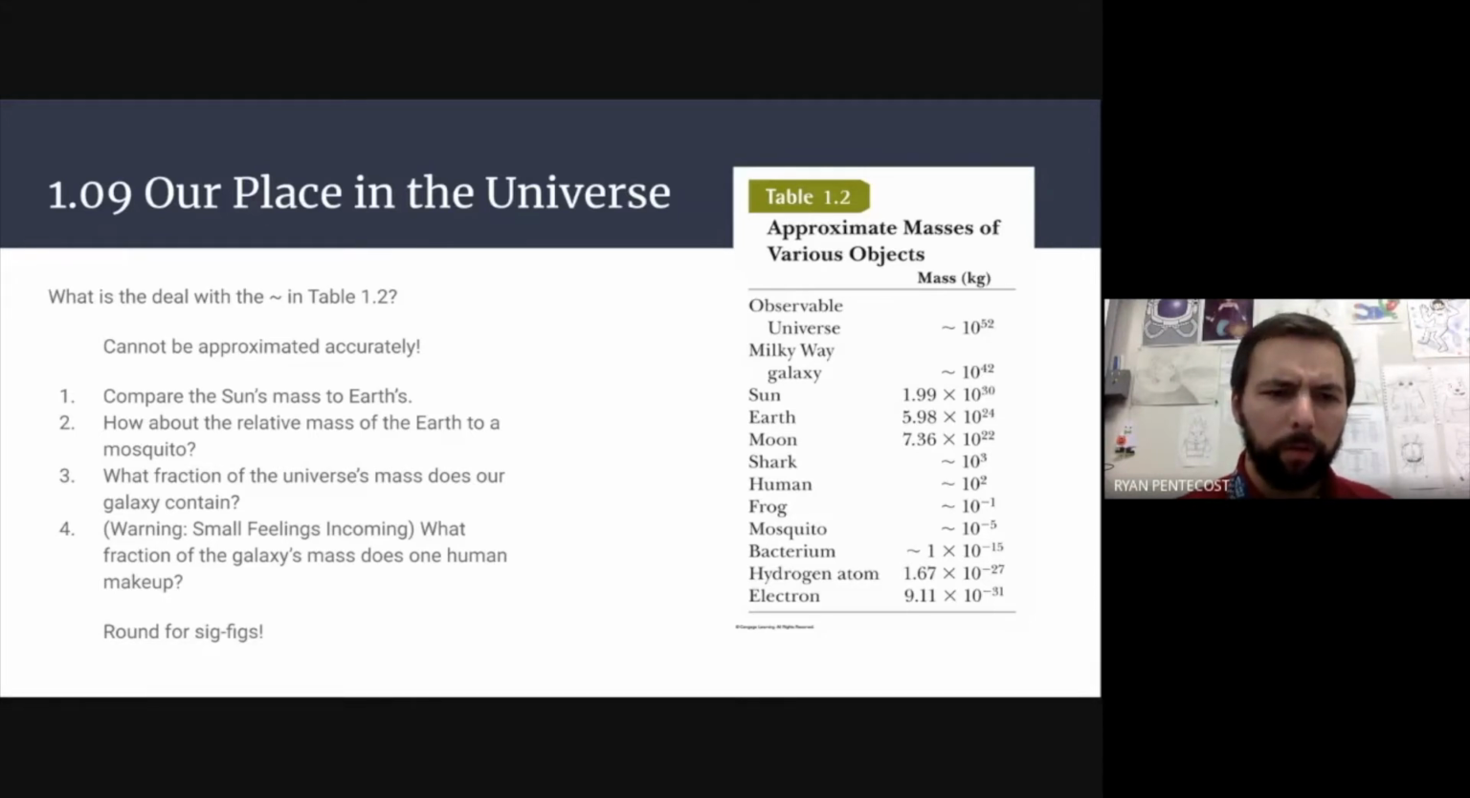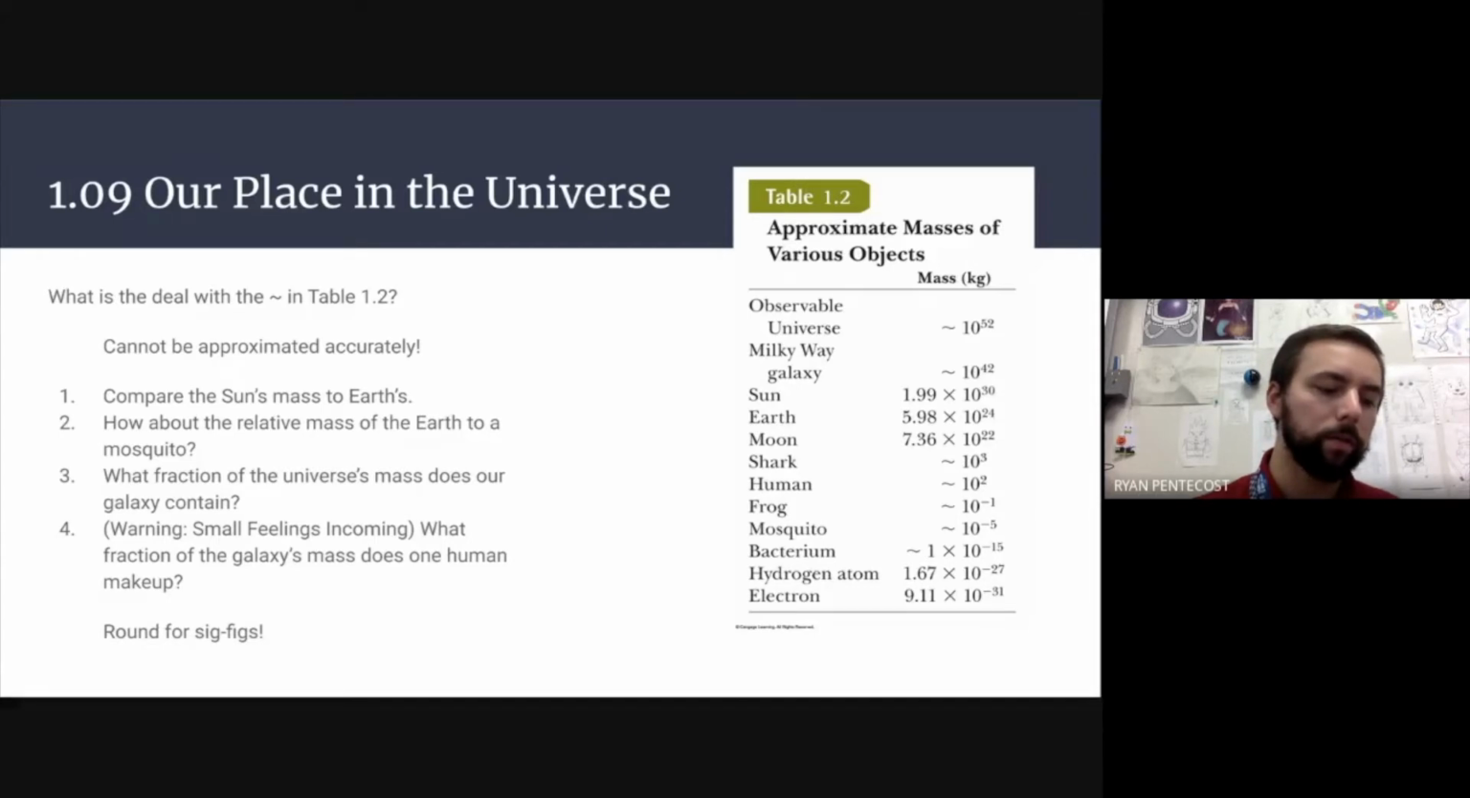All right, number 4. So this warning, small feelings incoming. What fraction of the galaxy's mass does one human make up? So this is basically your mass compared with the rest of the galaxy, not the rest of the universe, just the rest of the galaxy. So a human is estimated at 10 squared divided by 10 to the 42nd power.